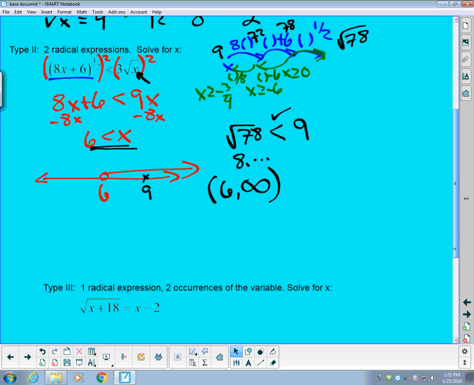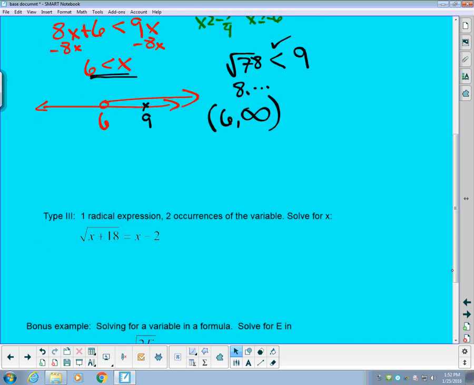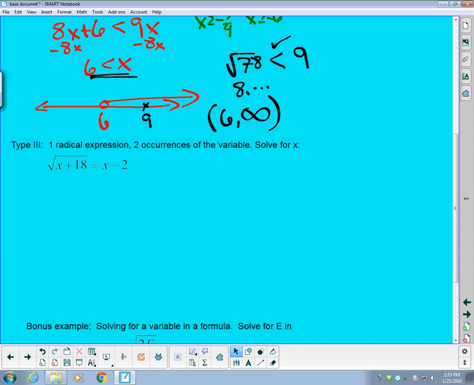Okay. My third problem here, I've got a radical on one side, and the other side doesn't have a radical, but there's more than one x. So I need to take a similar start to this problem by getting rid of this square root, but that means I'm going to have to square on both sides.